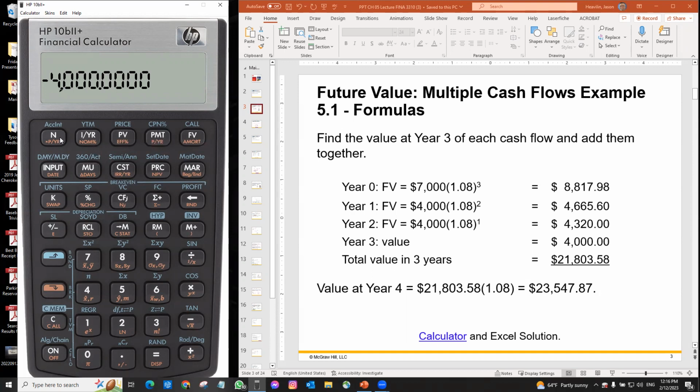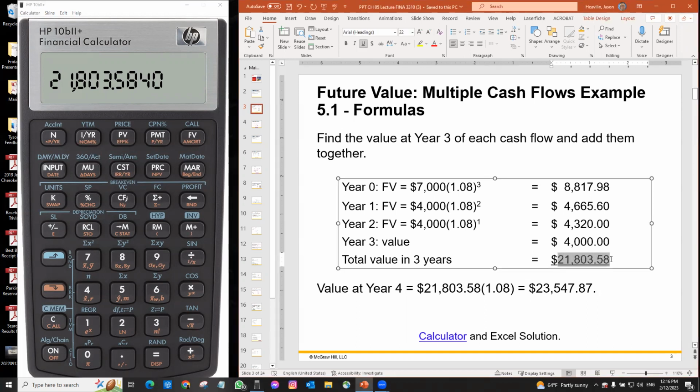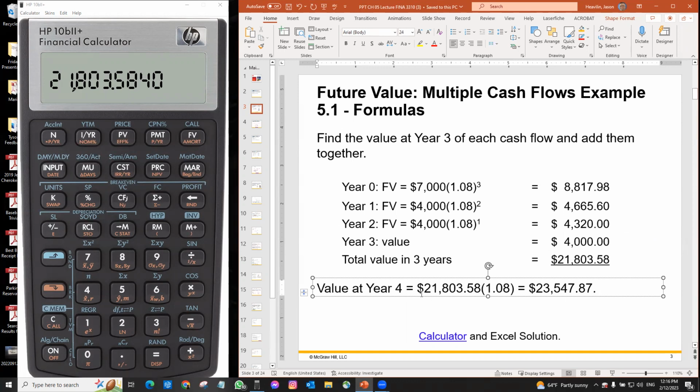And if I put everything correctly here, when I hit future value, it's going to give me $21,803 with 58 cents. Same number you see here. Now, the follow-up question was, if you leave it there and don't touch it, what would be the value on year 4? You're not going to deposit anything else, just 1 more year.